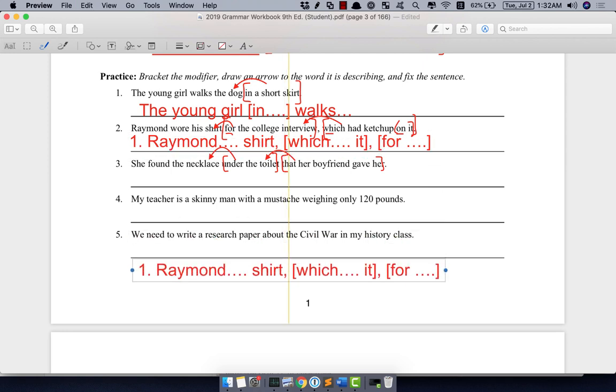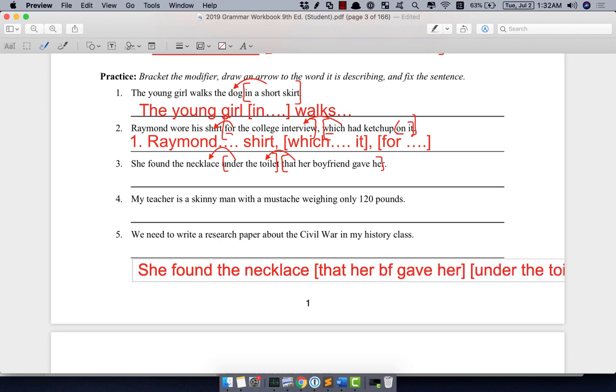One possible thing that you may be thinking of is, what if I switch them? Because that her boyfriend gave her should be describing what? It should be describing the necklace. Okay, so what if I do this? Don't write this down yet. I'm just going to write the notes on the side. She found the necklace that her boyfriend gave her under the toilet.